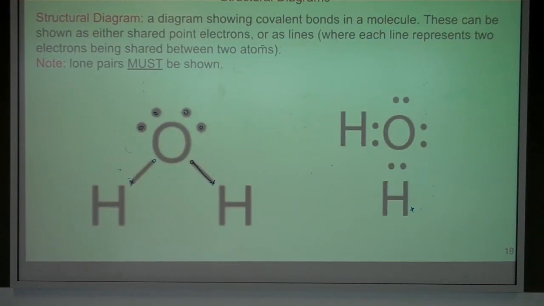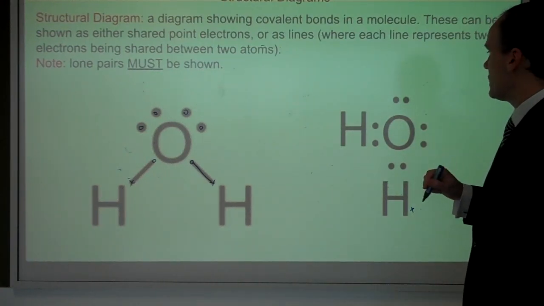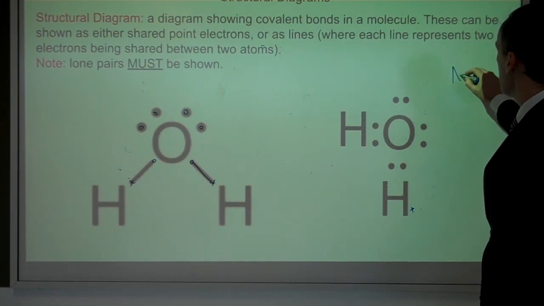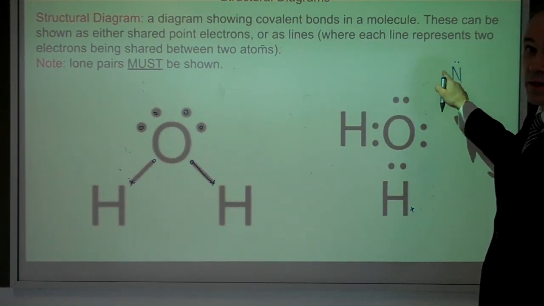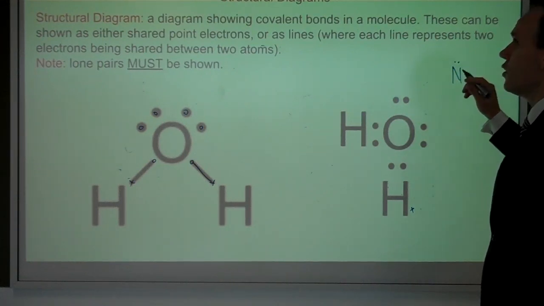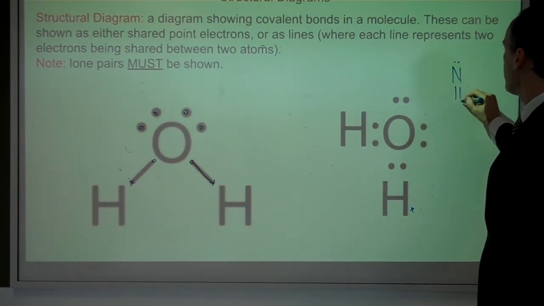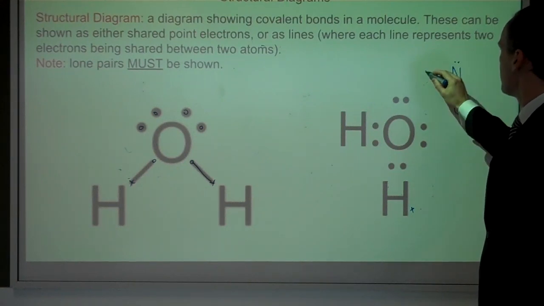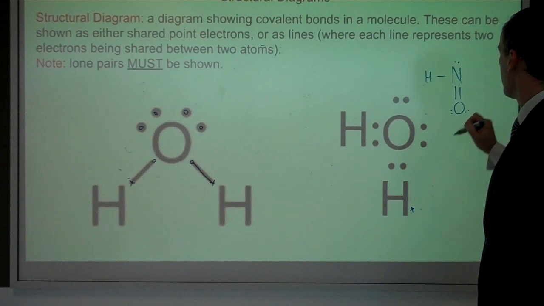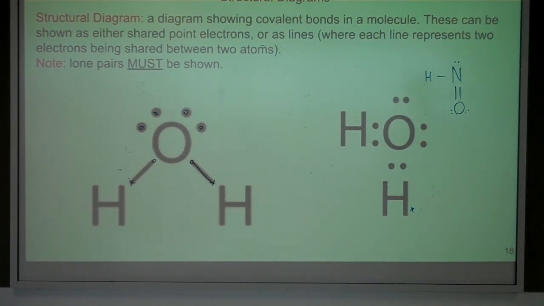But Miss, how do you draw the shared line diagrams when, instead of hydrogen, you have something that has more? Just draw more lines. If you're doing something strange like nitrogen with lone pairs, you just draw lines. Is that legal? That's one, that's two. Does that obey the rules of our game?